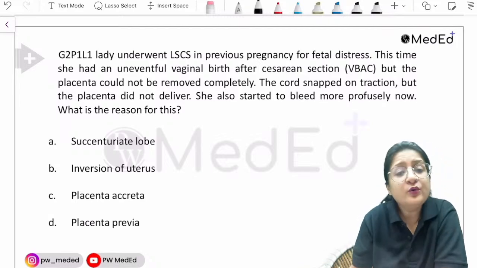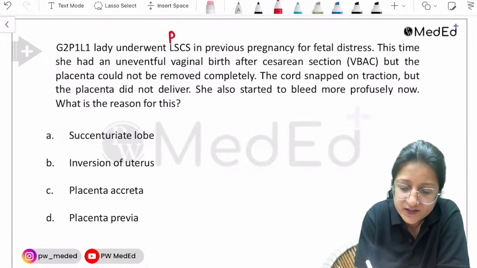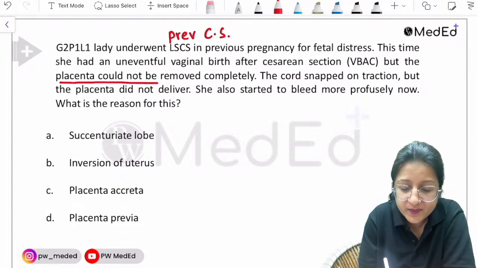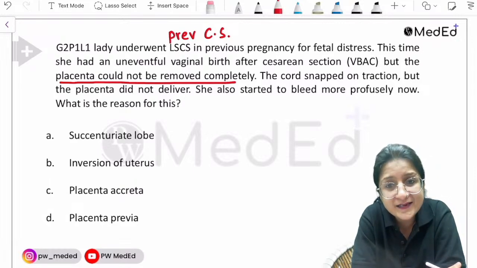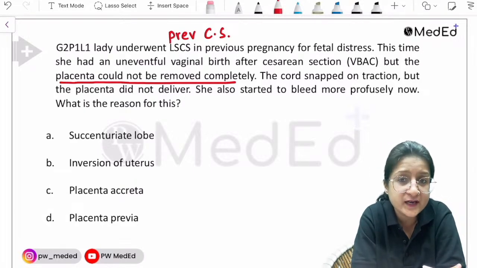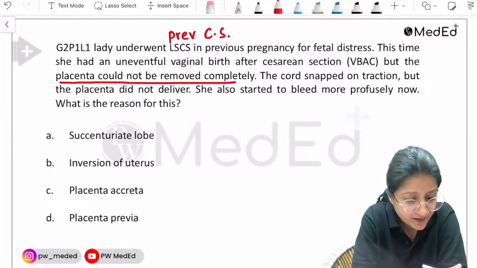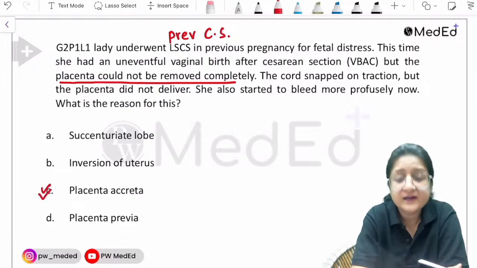Yes, so there are two clues in the question. One clue is that she has a history of previous cesarean section. Second clue is that the placenta could not be removed completely. The placenta is not delivering. Instead, she is starting to bleed more profusely. Now she is having PPH. So what is the reason for this? Very good, Jitendra and Dilshad. It is a case of placenta accreta, right?